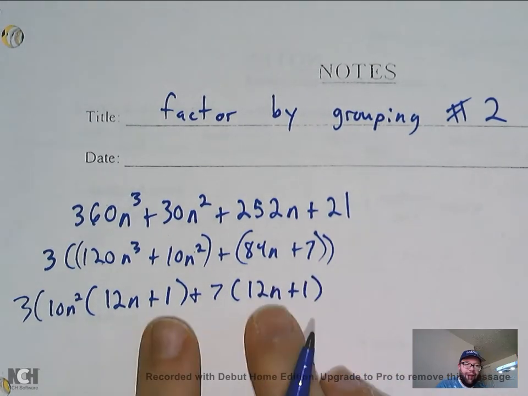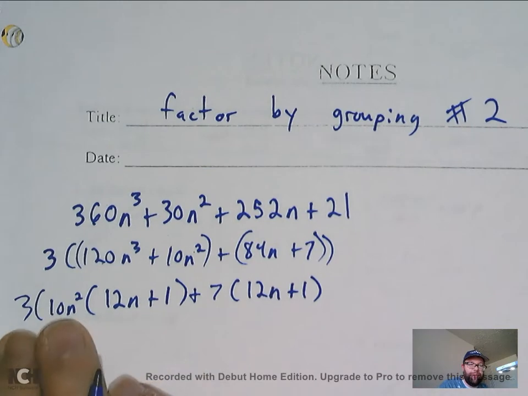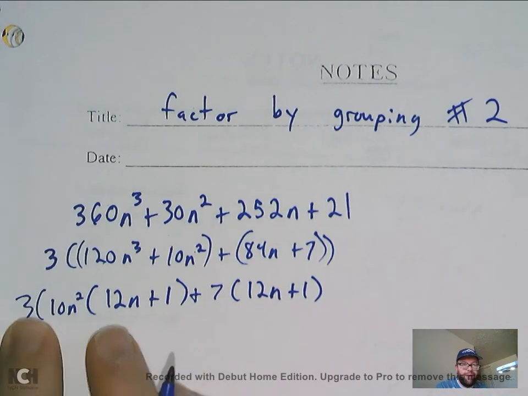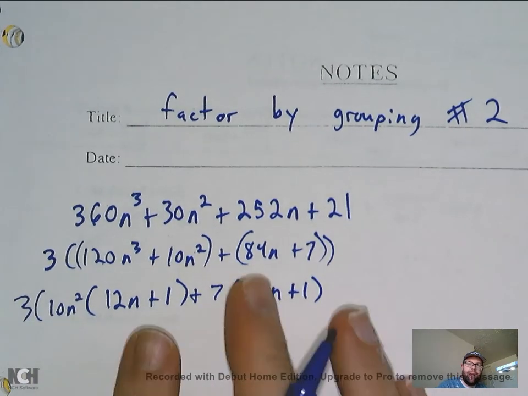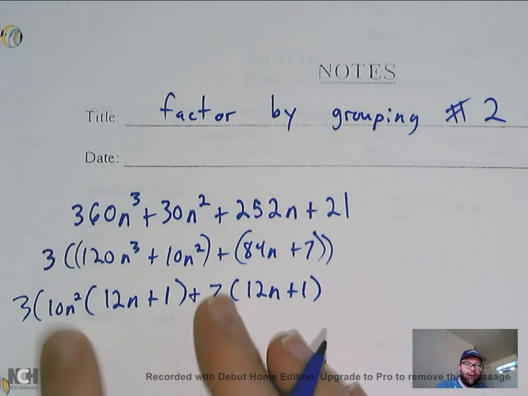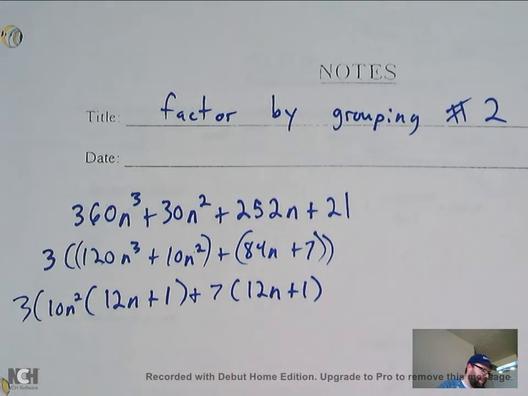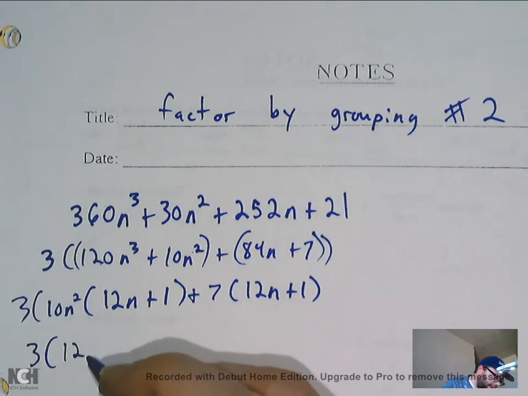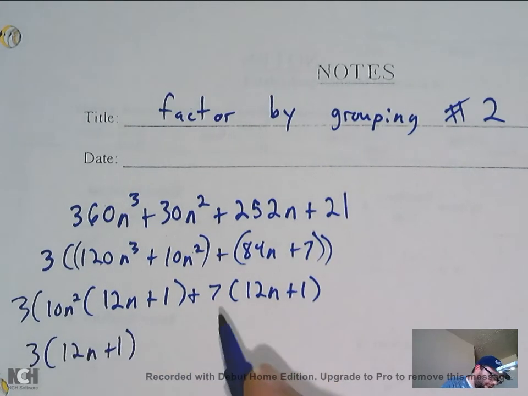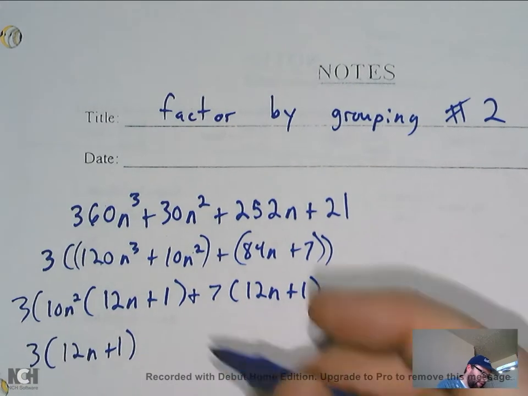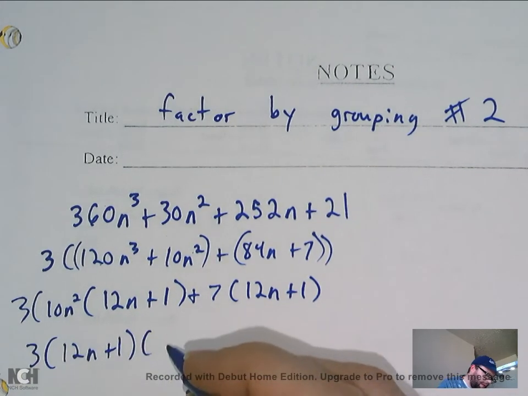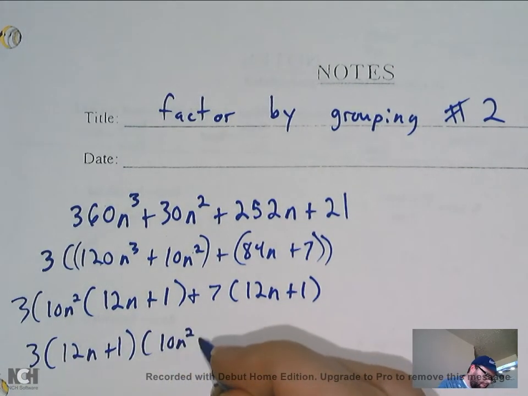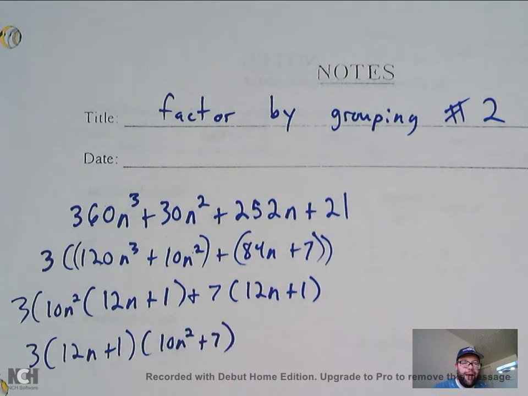Great. Now I can take those, factor them in front, but not in front of the 3. The 3 is still there. Factor those in front, and then my second one will just be what's left there. So I'd have 3 times 12n plus 1. And then what do I have left? 10n squared and 7. So times 10n squared plus 7. And that would be my factored form.